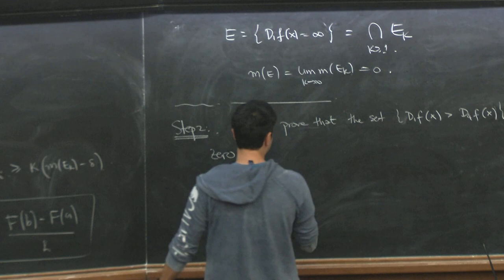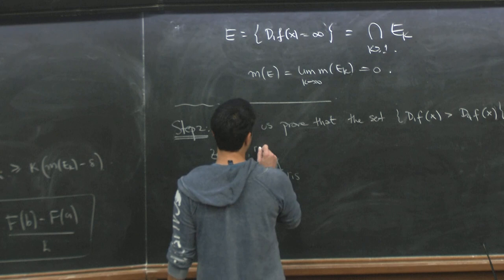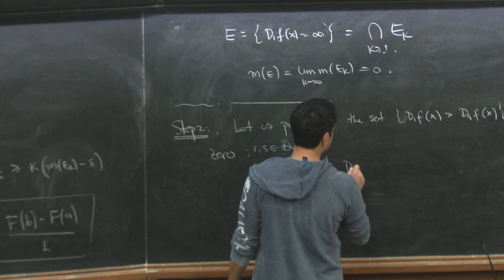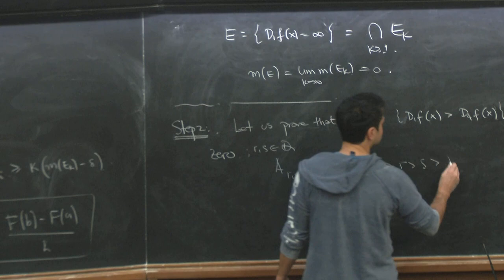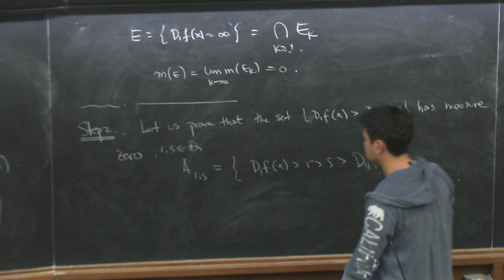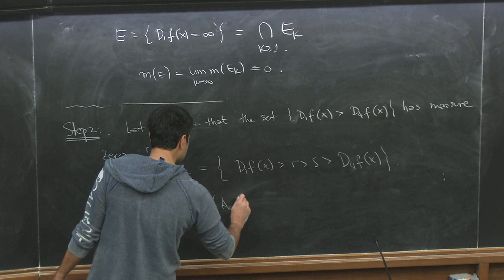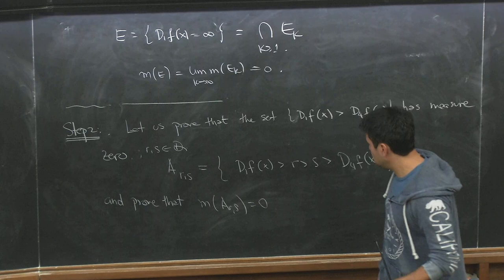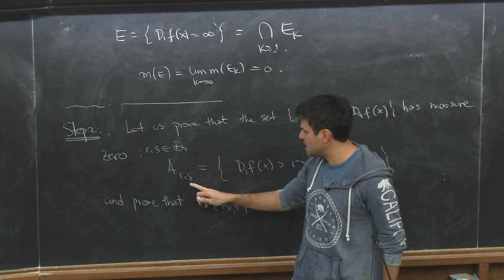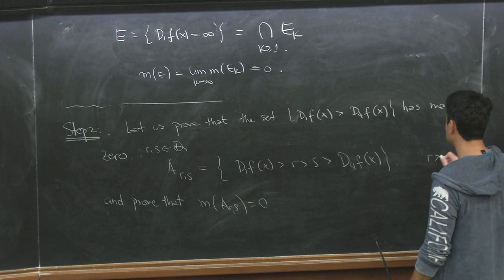For this, it suffices to consider the sets, say, A_{R,S}, where R and S are rational numbers. The set where D1 of f of x is bigger than R, bigger than S, bigger than this guy. If I prove that the measure of each of these is 0. All of these are non-negative, so it suffices to assume R bigger than S bigger than 0.